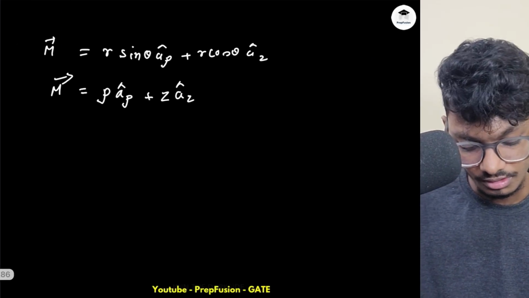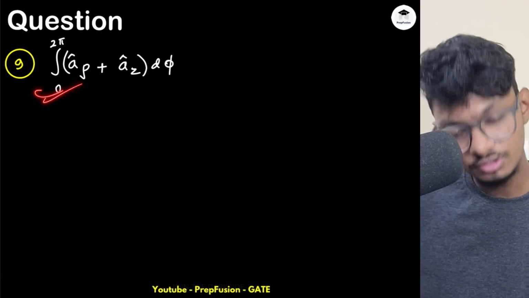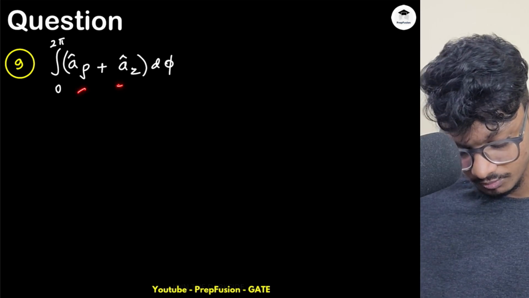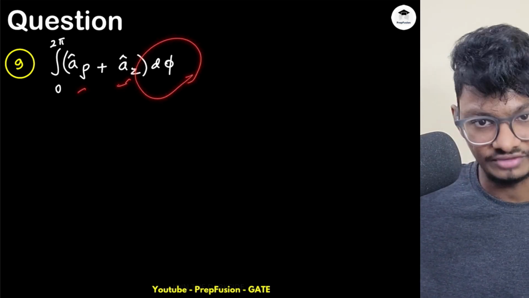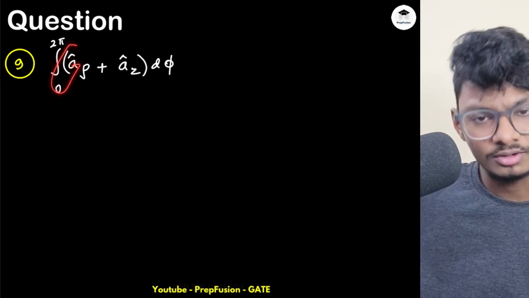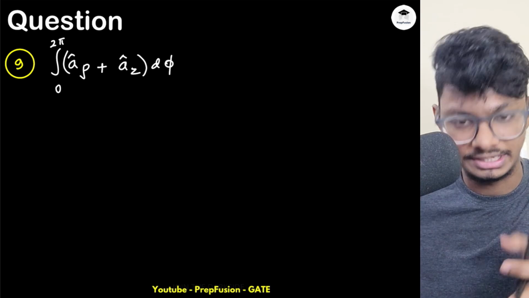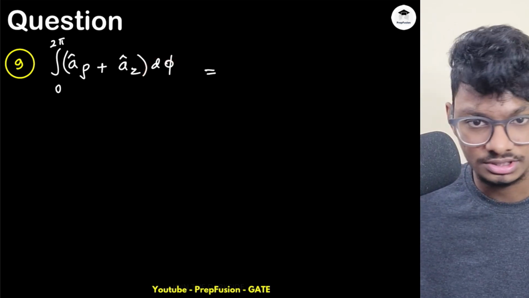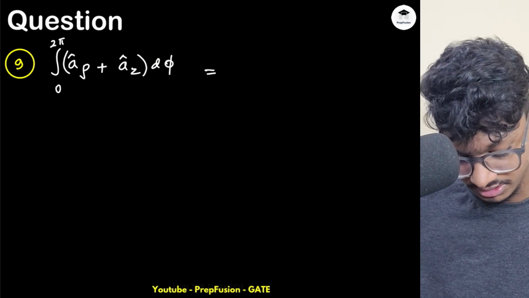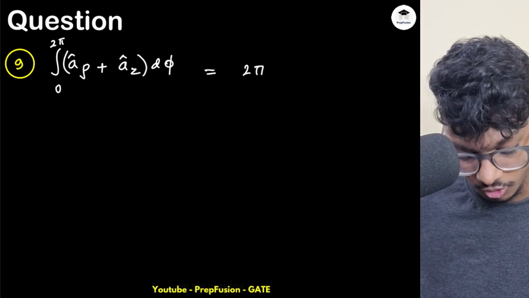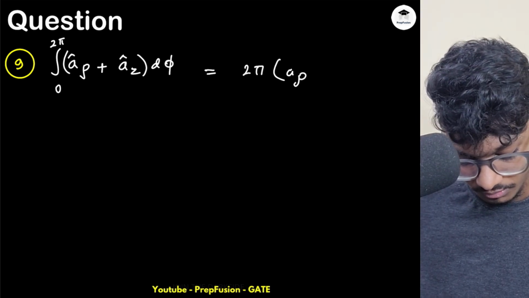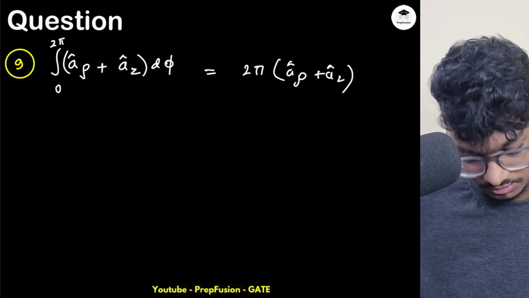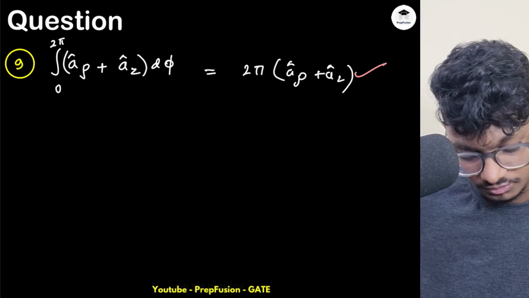So can you solve this question? This question is pretty simple. You have to integrate a_rho plus a_z with respect to d phi. Now I know that a_rho cap is just in the rho direction, right? It doesn't depend on d phi, so I can simply directly integrate this. And z also doesn't depend on d phi, so all these are constant, so this will be from 0 to 2 pi, so 2 pi into a_rho plus a_z will be my answer. But unfortunately this will not be my answer.